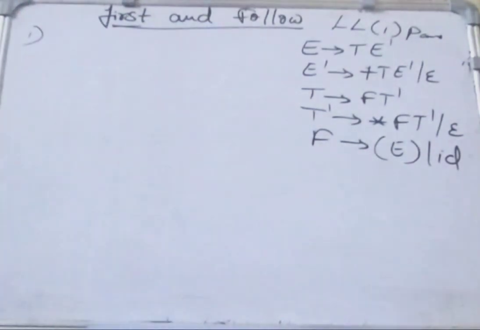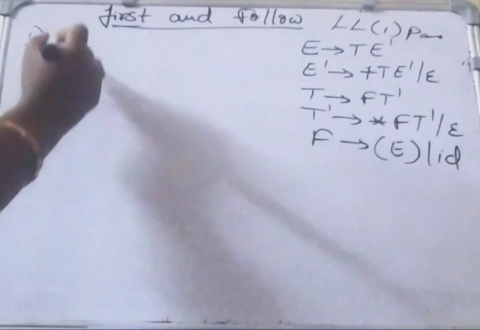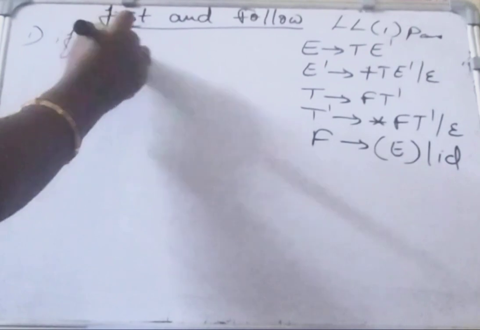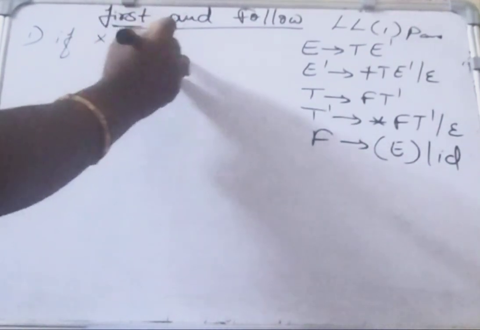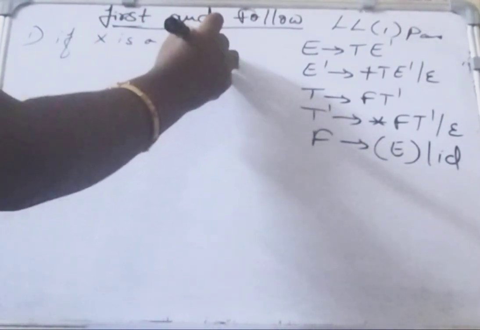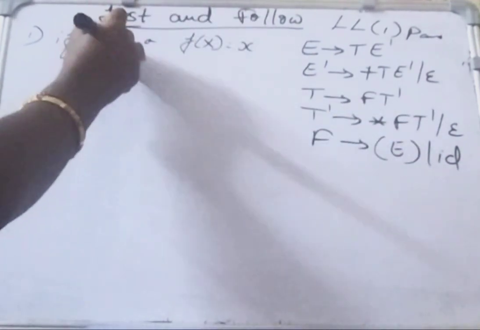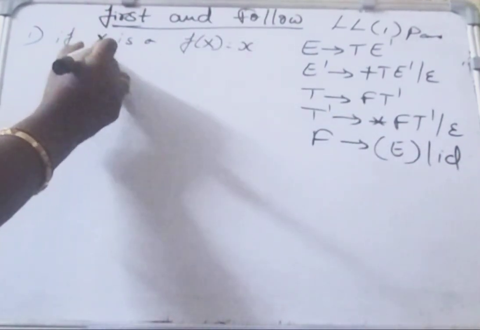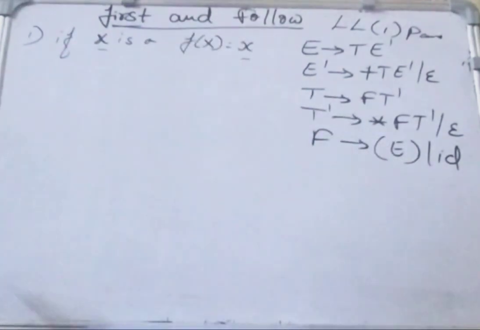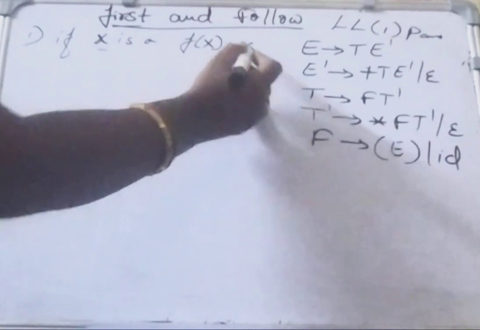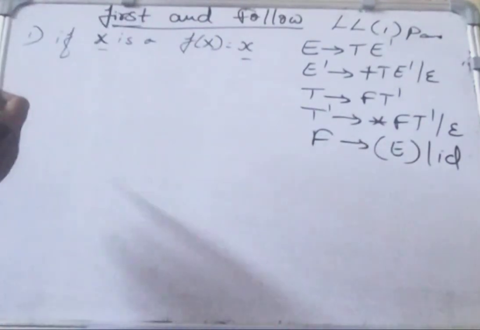Given a grammar, we follow three conditions to identify the first. If x is a terminal, then first of x is x itself. That is, if x is a terminal, meaning lowercase letters or any special meta characters, whatever it is, then first of x is the terminal itself. That is the first rule we should follow.